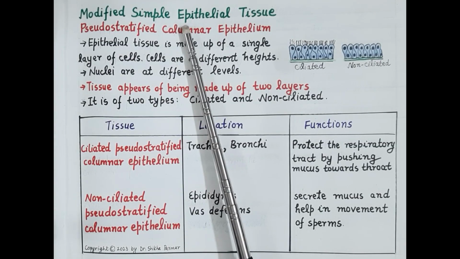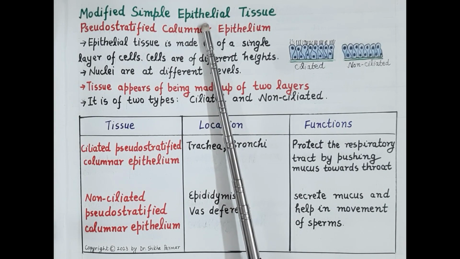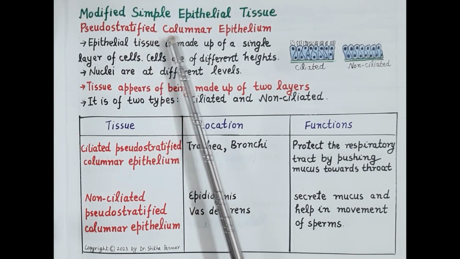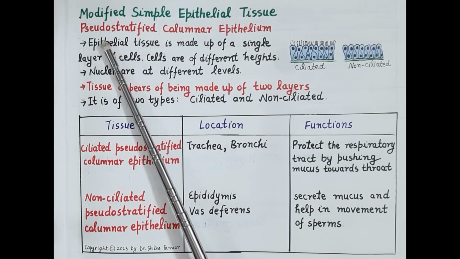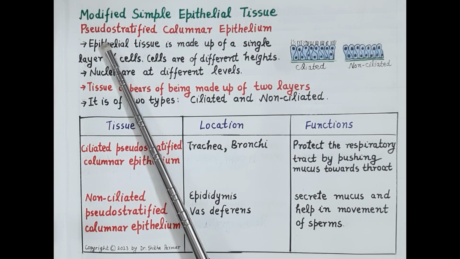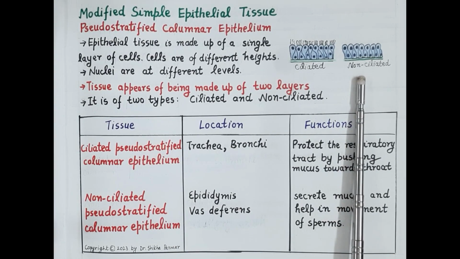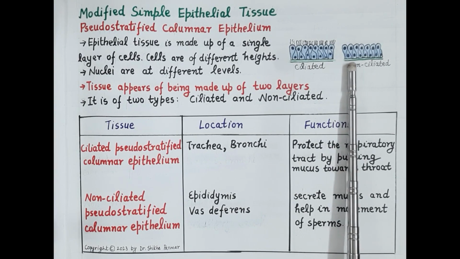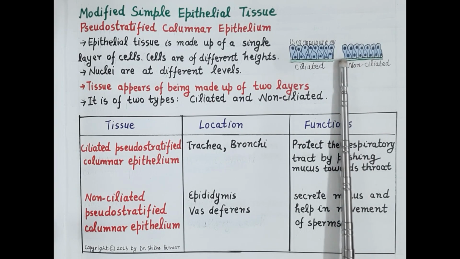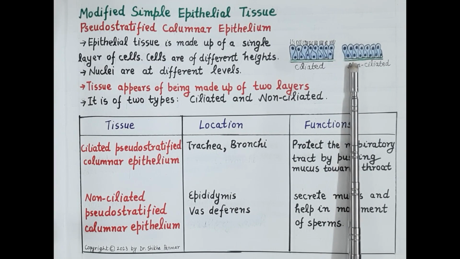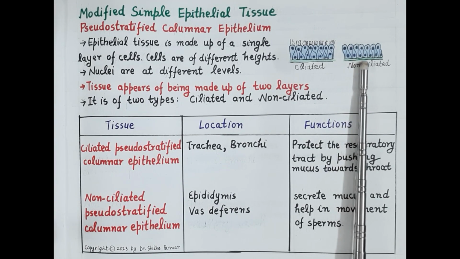Now let's discuss modified simple epithelial tissue. Now this is pseudo-stratified columnar epithelium. Pseudo, as we know, means false. So this tissue falsely looks like stratified epithelial tissue, but actually it is a simple epithelial tissue. Now look at this figure. This epithelial tissue is made up of cells of different heights. There are long cells and short cells.